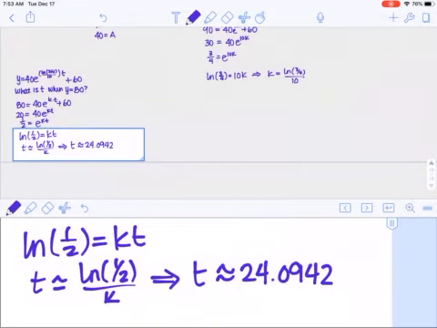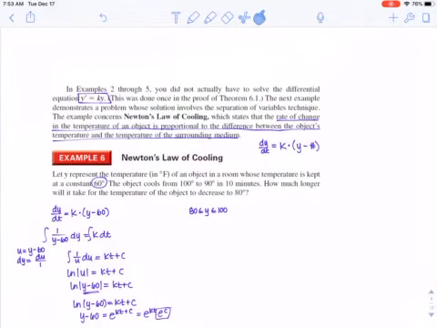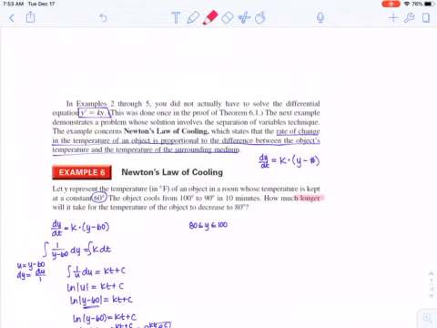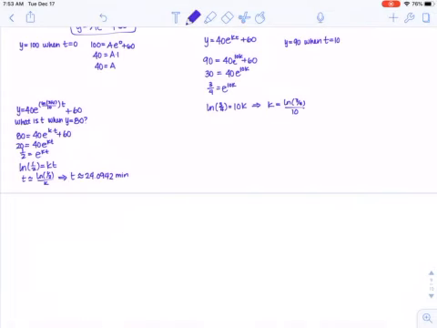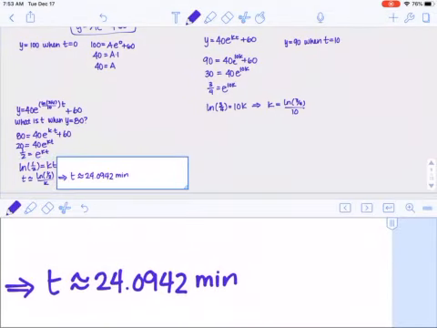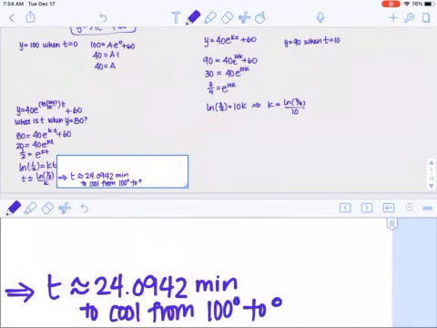24.0942 minutes. So it's going to take approximately 24 minutes to cool from 100 to 80 degrees. If you notice, though, the question is a little bit fussy: how much longer will it take? This is important. It's already gone 10 minutes to go down to 90 degrees. So what we have found is the time it takes to cool from 100 to 80.